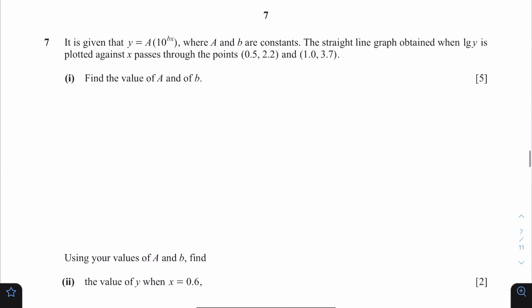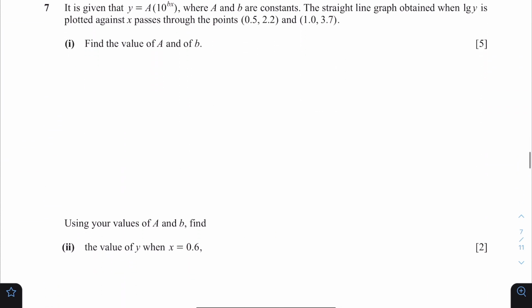So it is given that y is equal to a times 10 to the power of bx, where a and b are constants. The straight line graph obtained when log y is plotted against x passes through the points (0.5, 2.2) and (1.0, 3.7). Find the value of a and of b. So they're telling us that it's a straight line graph, and if we know linear law, we have to basically rearrange this to make it into straight line form.